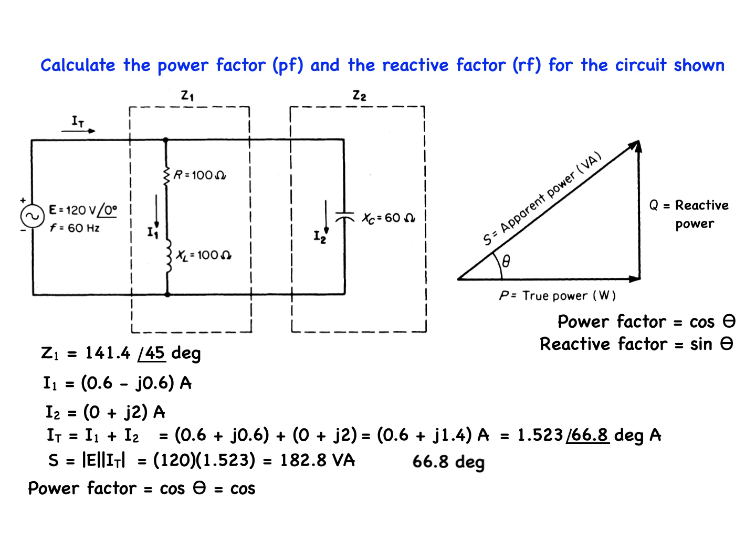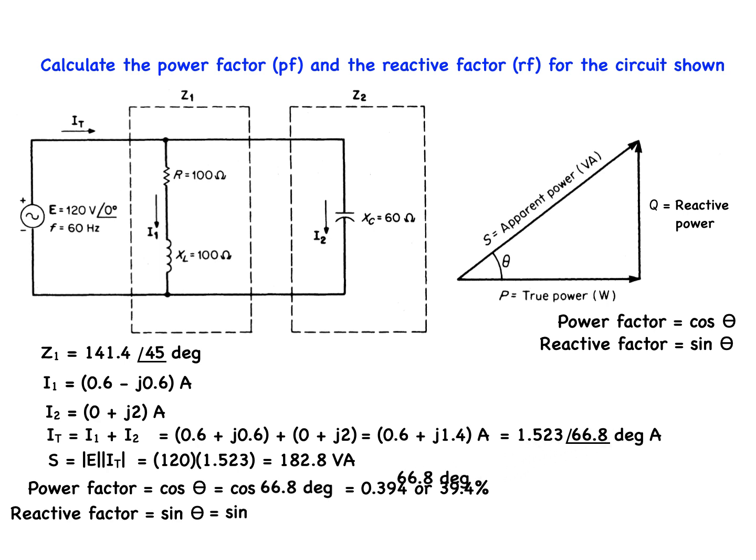That equals 0.394 or 39.4%. The reactive factor is given by the equation RF is equal to sine theta, where theta is the power factor angle, which equals sine 66.8 degrees. And that works out to 0.92 or 92%.